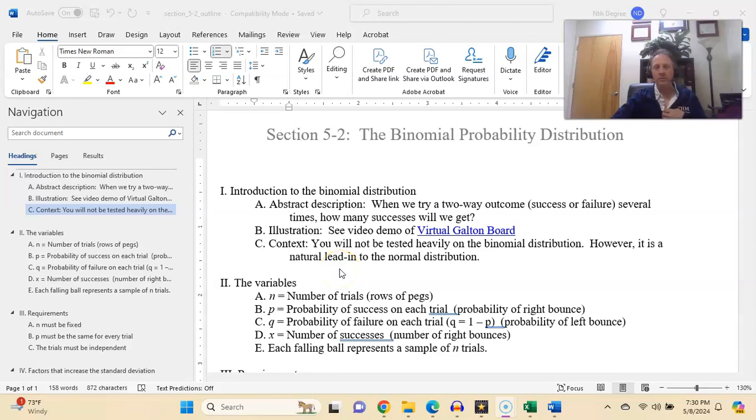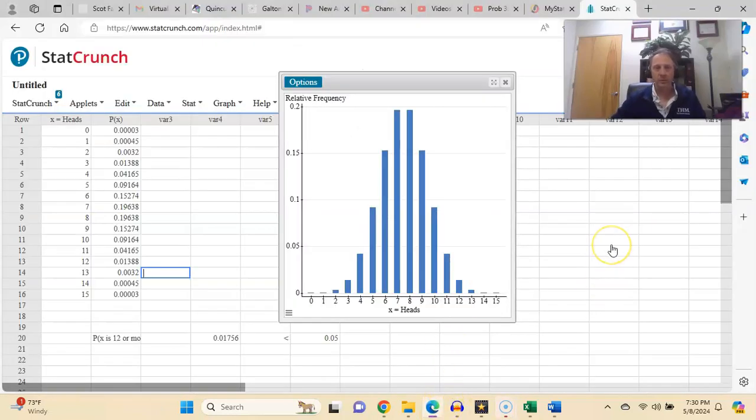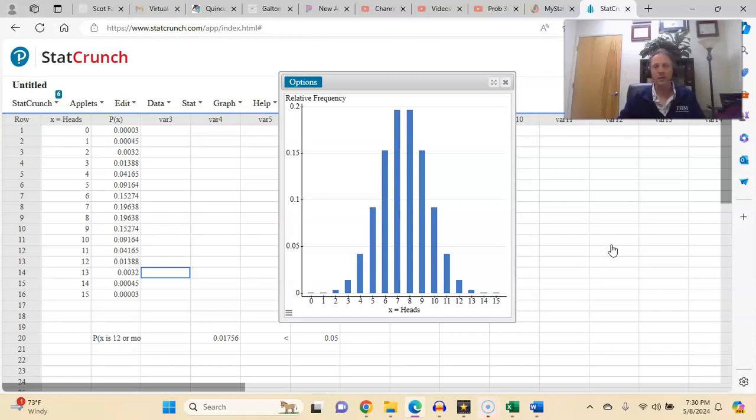The final section of coverage in week 3 is section 5.2, the binomial probability distribution. We've already previewed it. I've introduced you to it in the last example. Remember when we were flipping a coin? We flipped 15 coins, and we were curious about how many heads we might expect. So this distribution counts the number of heads. And that's the exact purpose or description of what the binomial distribution is for.